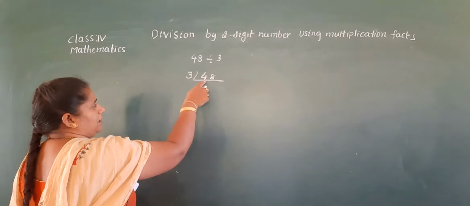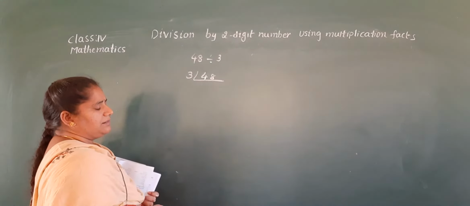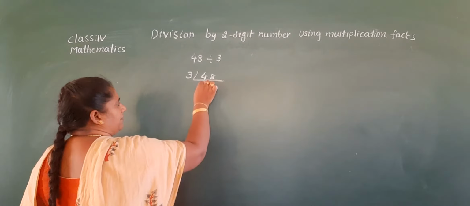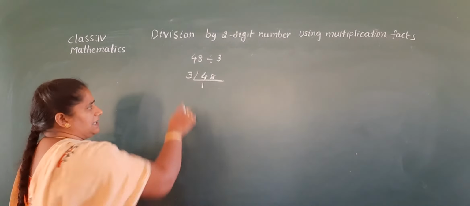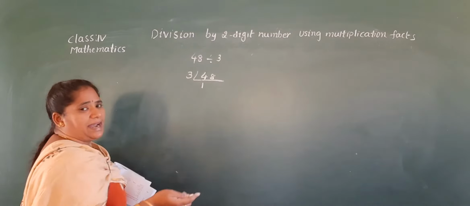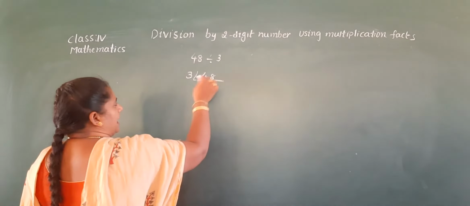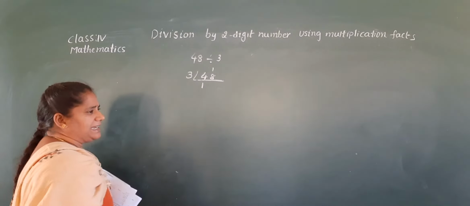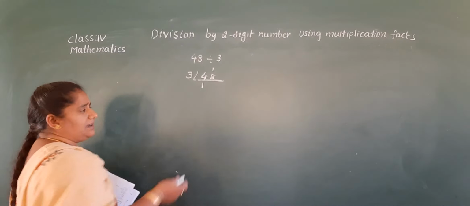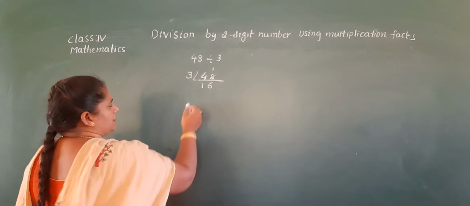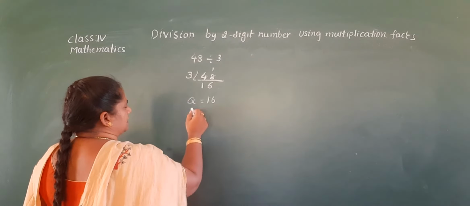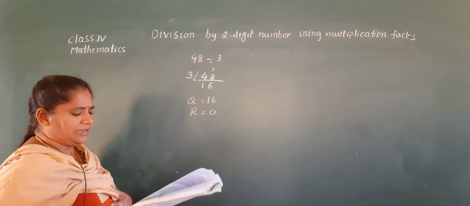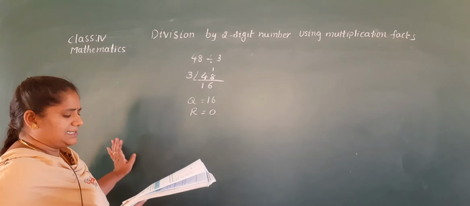In the 3 table, how many times do we get the nearest number? 3 ones are 3. So we write only 1 in the quotient's place. 4 minus 3 is 1. You write that remainder next to the 8. Then it becomes 18. How many times do we get 3? As 3 sixes are 18. Finish. So here the quotient equals 16 and the remainder equals 0. So this is the short division method. Okay ma, is it clear to you?